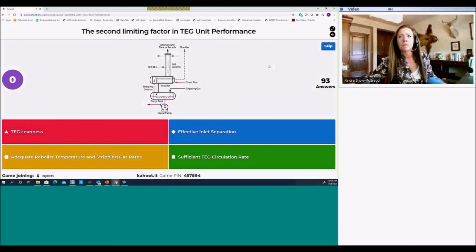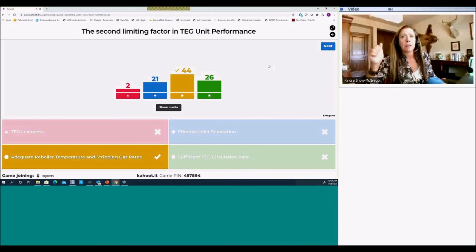All right, good stuff. The second limiting factor in my TEG unit performance is I need to be sure I have adequate reboiler temperature and stripping gas rates. If I don't, then I know that I don't have the minimum lean TEG concentration that I need.